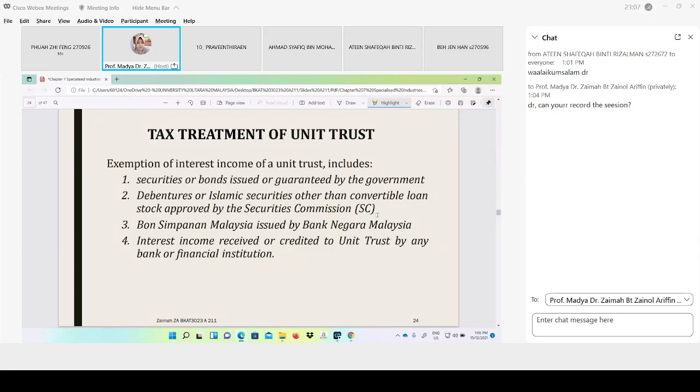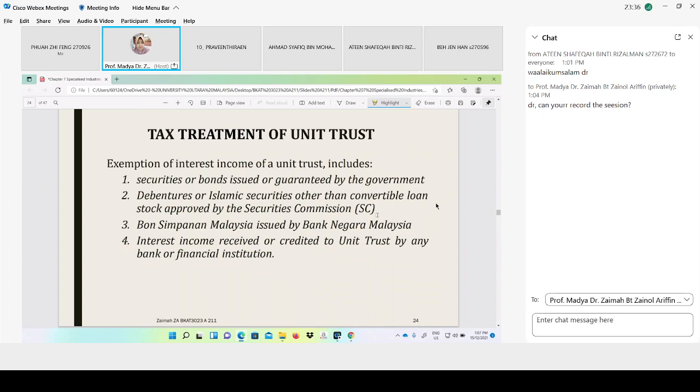So the income received by unit trust will be exempted from tax. That is security or bond issued by or guaranteed by the government, debenture or loan stock other than convertible, approved by SC, bonds, Sukuk Simpanan Malaysia issued by BNM. It's actually a long list of these exemptions of interest for the unit trust.